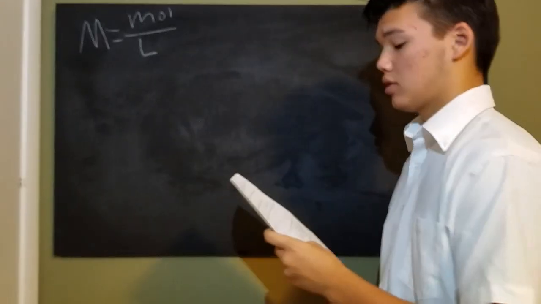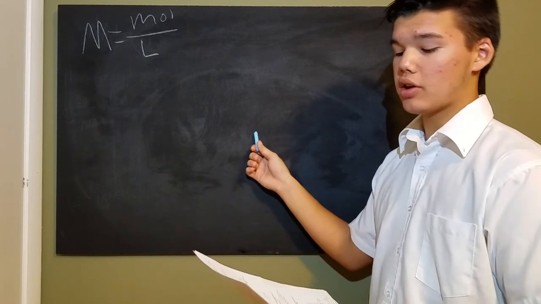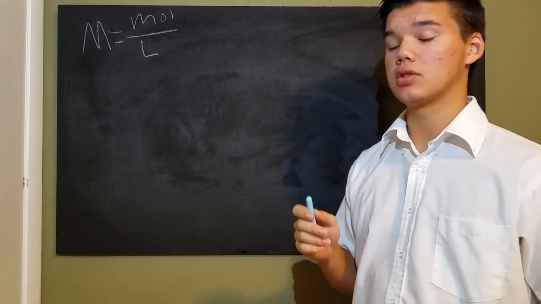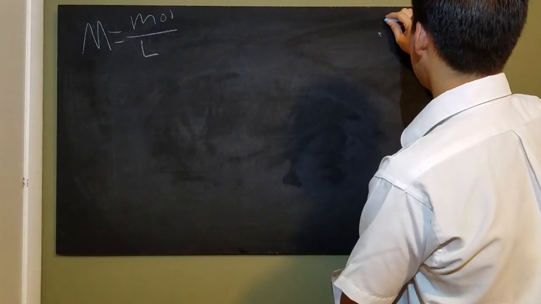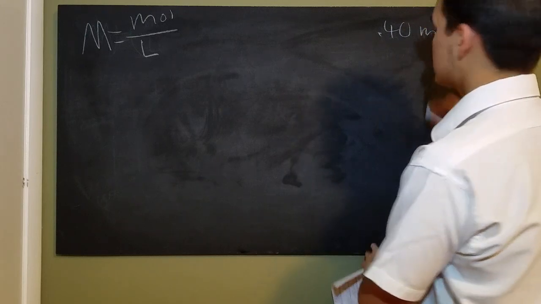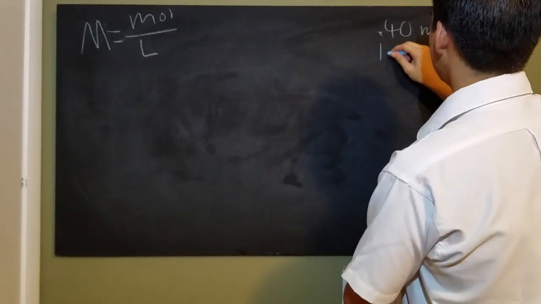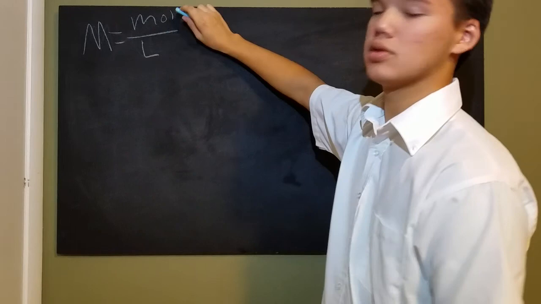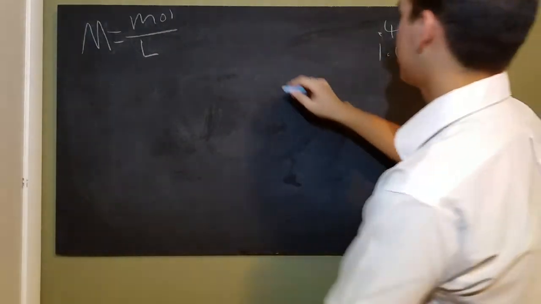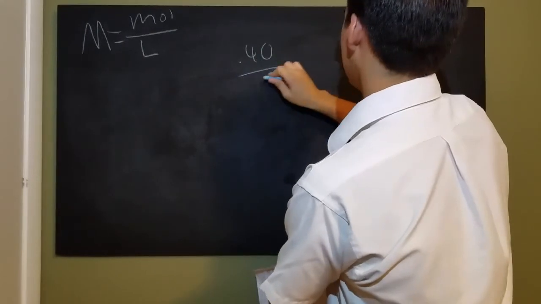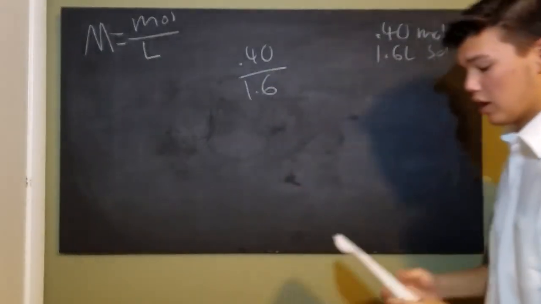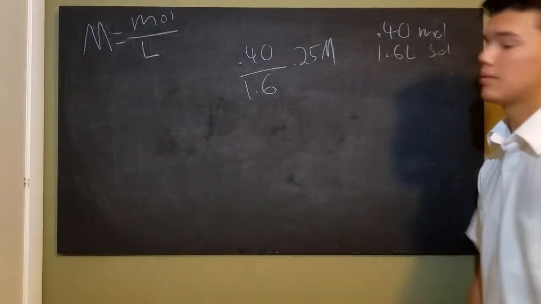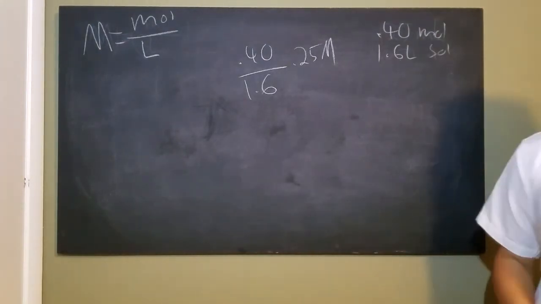So for example, this is about as easy as it gets. Calculate the molarity of a solution containing 0.40 moles of a substance dissolved in 1.6 liters of a solution. So what do you know? You know you have 0.40 moles of a substance, and 1.6 liters of a solution. This is liters of solution, this is moles of a substance. Therefore, you just set up like this: 0.40 divided by 1.6. And that should get you 0.25 as your molarity.